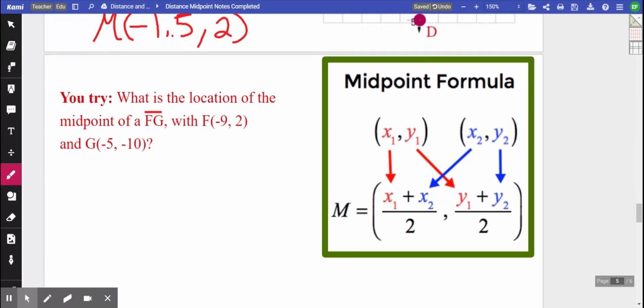So, your turn. The midpoint formula is written out over to the right-hand side here. Go ahead, pause the video, and see if you can find the location of the midpoint of a segment FG given the endpoints for F and G written on your page.